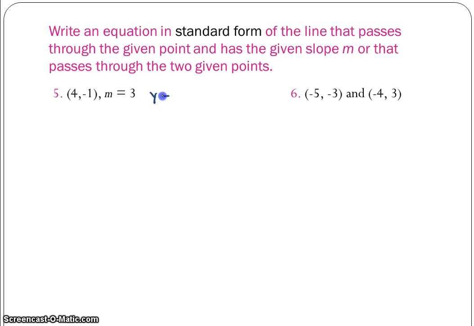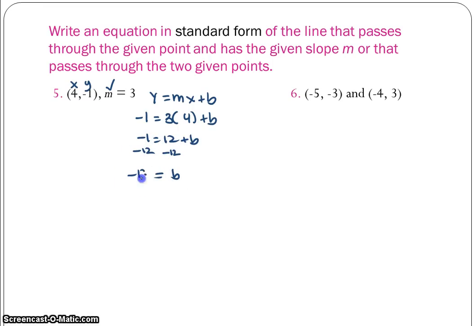Well, I know y equals mx plus b, and I have an m, and I'm going to label my x and my y. So my y is -1, my slope is 3, my x is 4, and now I'm just going to solve for b. So -1 is 12 plus b, and I'm going to subtract 12 from both sides to give me b is -13. Good job. So now I'm going to take my slope and my y-intercept and write my equation, y equals 3x minus 13. I'm done and I should box my answer in now?